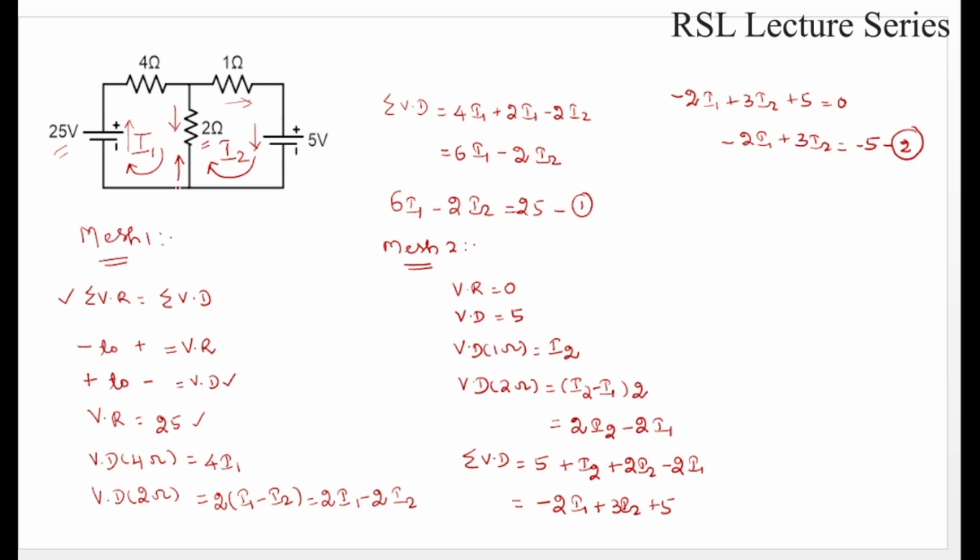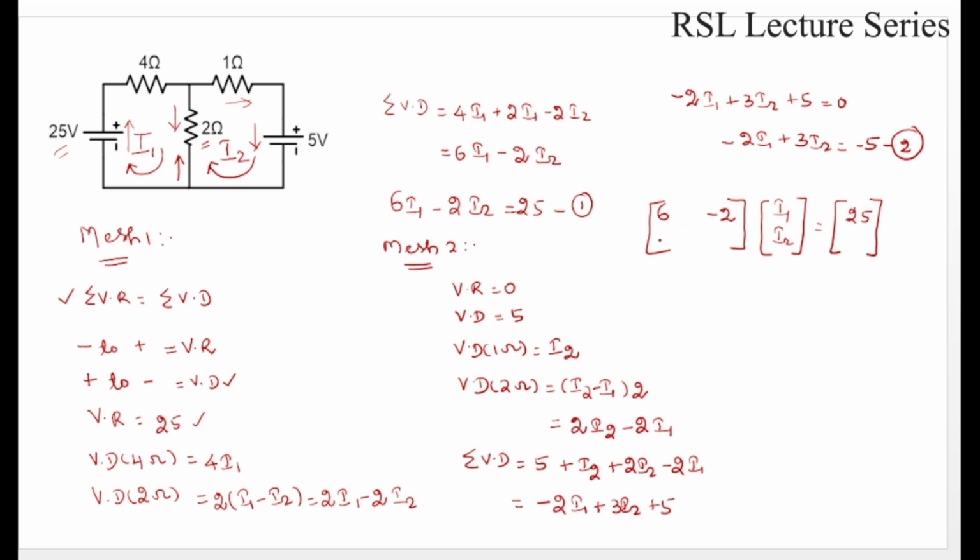We have only 2 meshes, so we will have only 2 mesh equations. Now we'll write these mesh equations in matrix form. The unknown values of the currents are taken over here. Now we write the coefficients of I1 and I2 for equations 1 and 2. In the first equation, the coefficient of I1 is 6, the coefficient of I2 is minus 2, and on the right hand side we have 25.